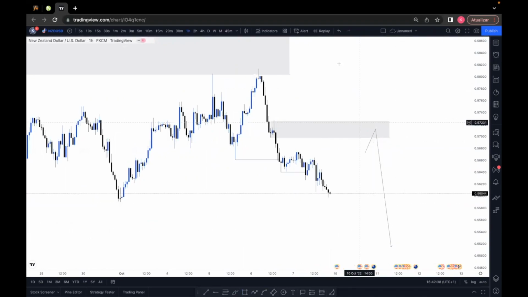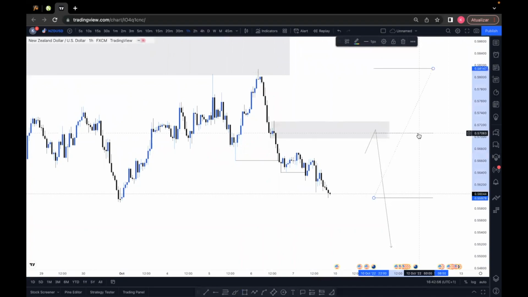So that's it for New Zealand dollar. Simple process, right? 4-hour daily POI mitigation, 4-hour change of character, right? Now we can pull up the fib, from this low all the way to this high. We can clearly see that the POI matches perfectly with the 50% of the fib level, which is a great premium level zone for long-term sells, right? So that's it for New Zealand dollar. Let's move to another pair.